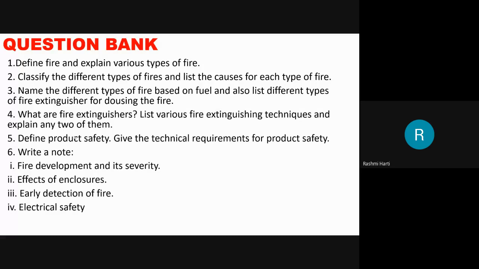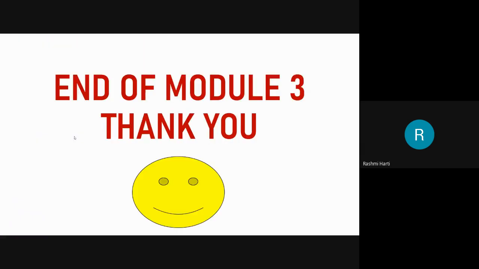Define product safety. Give the technical requirements for product safety. Write a note on fire development and its severity, effects of enclosures, early detection of fire, and electrical safety. So this is the end of module 3. Thank you very much, students.